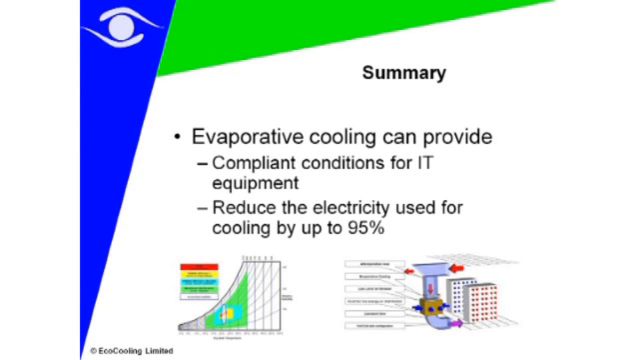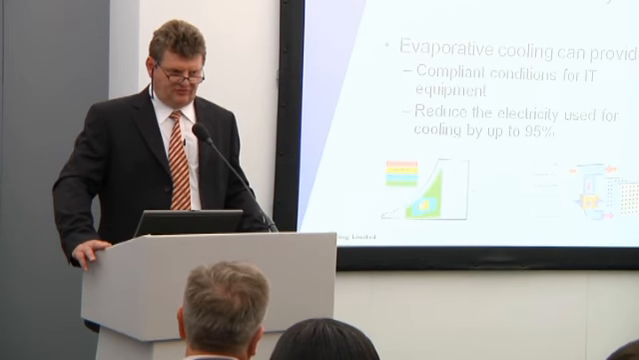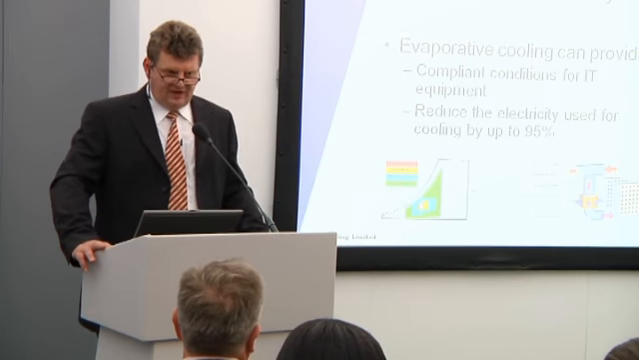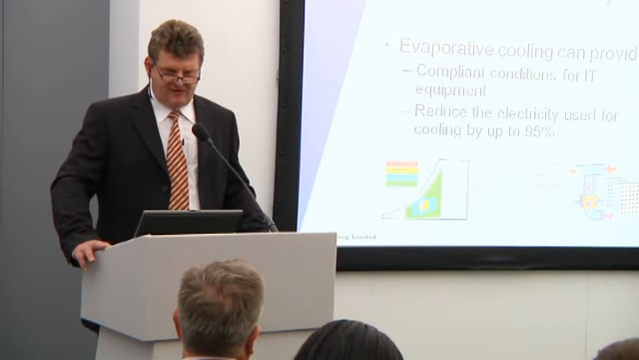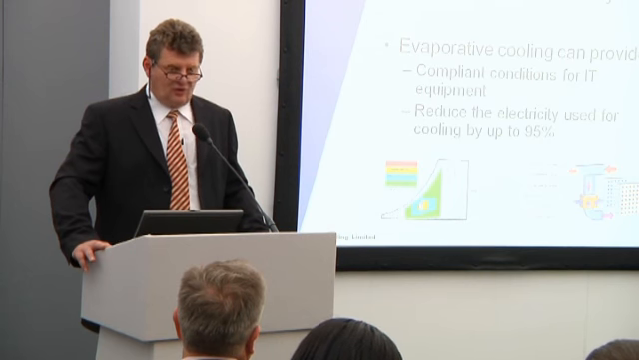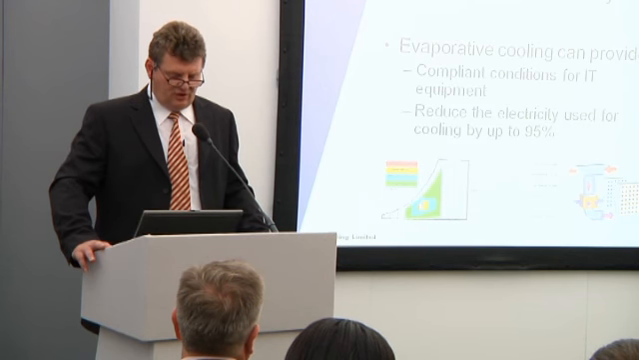So what can we do? Using fresh air systems and evaporative cooling, we can create compliant conditions for modern IT equipment. Modern IT equipment is robust. It has a wide operating temperature range. It has a wide operating humidity range. It doesn't require perfectly sterile, perfectly dust-free conditions. We don't have open drives, we don't have open bearings now. Your modern kit is robust.